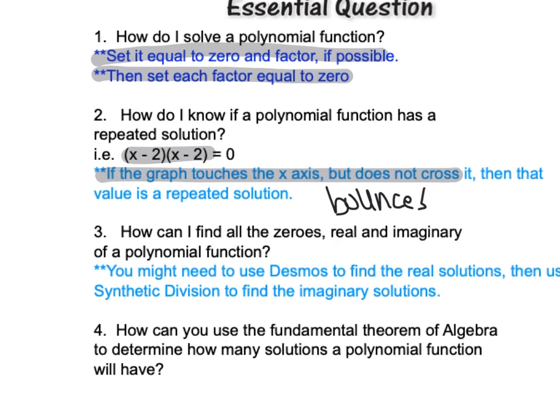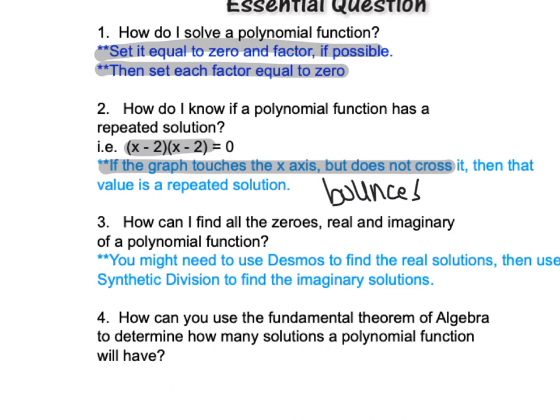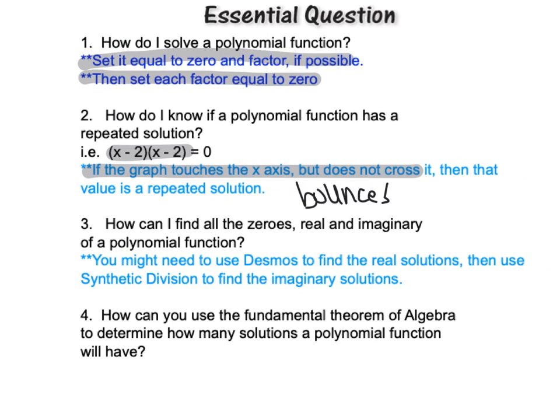Okay, so then we're going to actually find all of these zeros, real and imaginary. Sometimes you can just factor them and solve. Other times you might need to use Desmos to find the real solutions, and then we'll talk about how to use synthetic division, which we learned previously also, to find the imaginary and irrational solutions. And the first thing we're going to talk about is what's called the fundamental theorem of algebra, which tells us basically how many solutions we're going to be looking for in the end. So let's take a look at that.